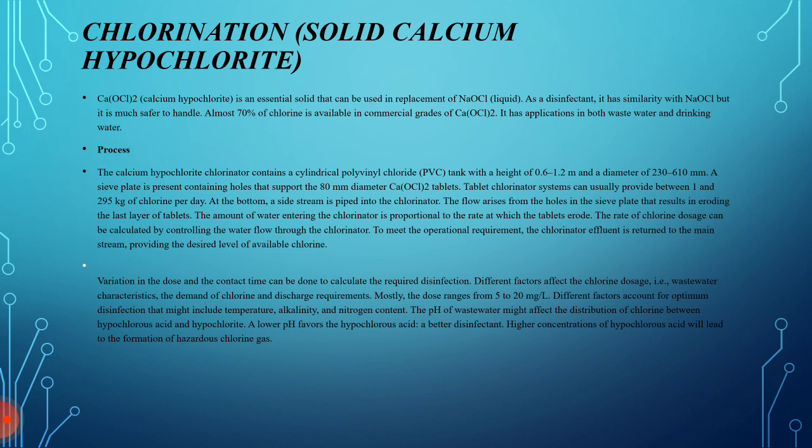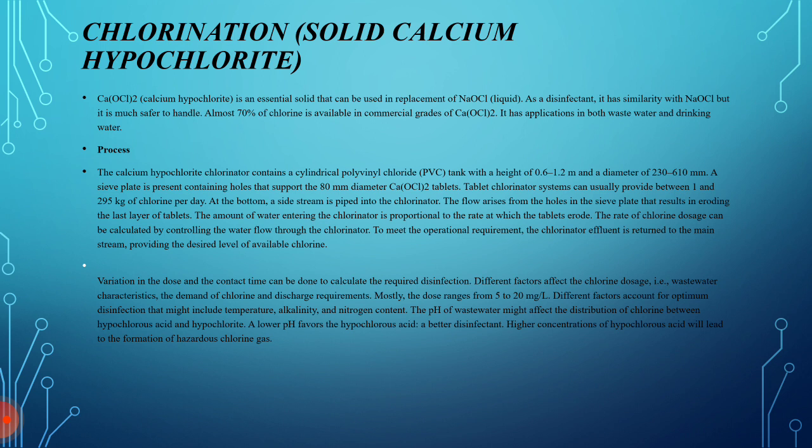Variation in the dose and the contact time can be done to achieve the required disinfection. Different factors affect the chlorine dosage, that is, wastewater characteristics, the demand of chlorine, and discharge requirement. Mostly the dose ranges from 5 to 20 mg per liter. Different factors account for optimum disinfection, that might include temperature, alkalinity, and nitrogen content.